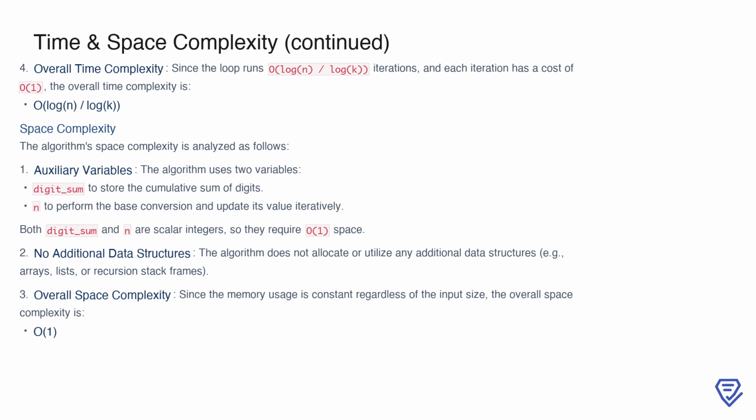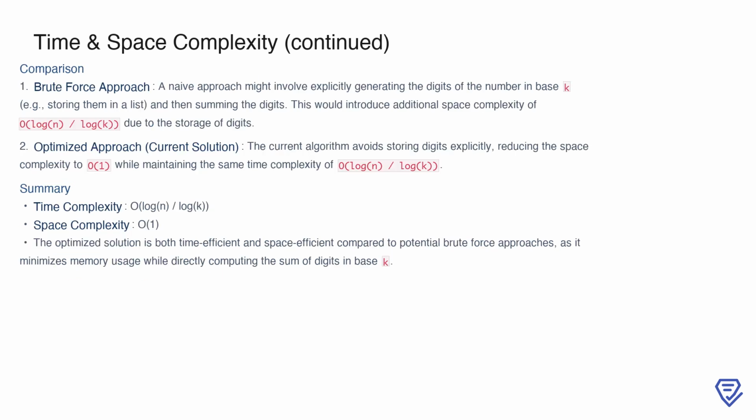As a result, the overall space complexity of the algorithm is O(1), making it extremely space efficient. Let's compare this optimized approach to a potential brute force method. A naive solution might involve generating all the digits of n in base k and storing them in a data structure like a list, followed by summing the digits.